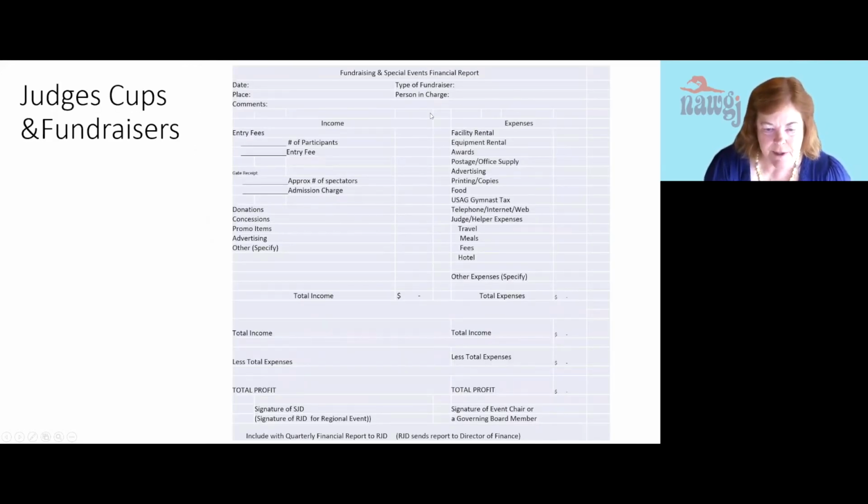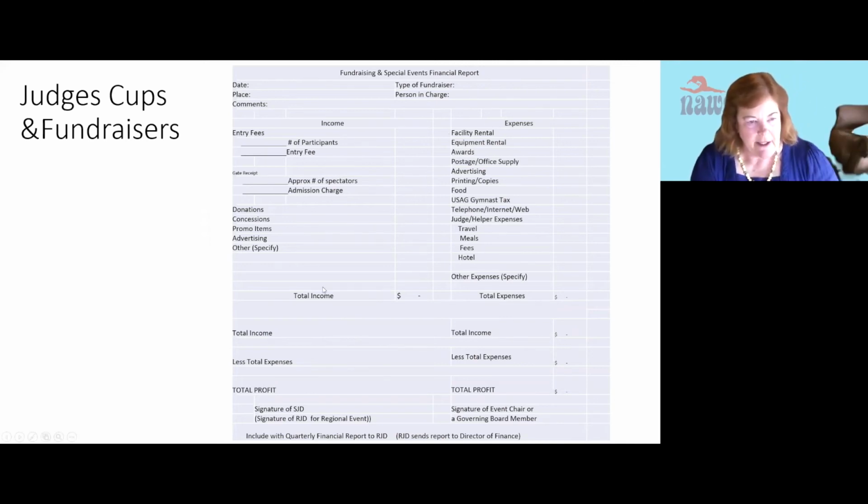Judges Cups and fundraisers, there's a form for this. I'm not going to spend a lot of time telling you how to fill out forms because you're smart people, you can figure this out. But there's a fundraiser form here.